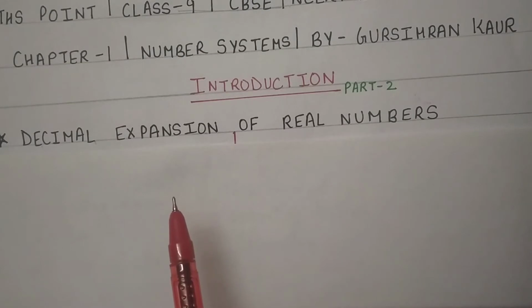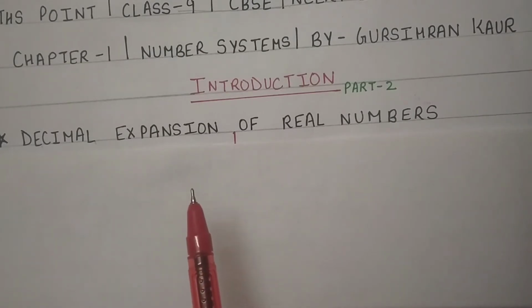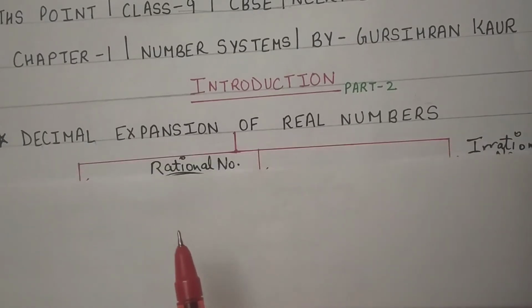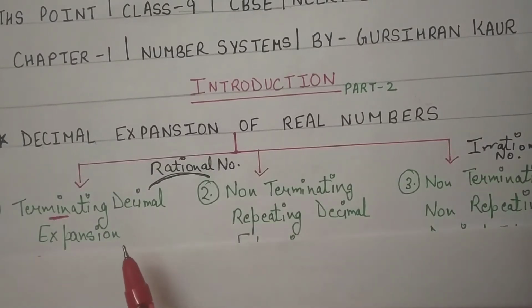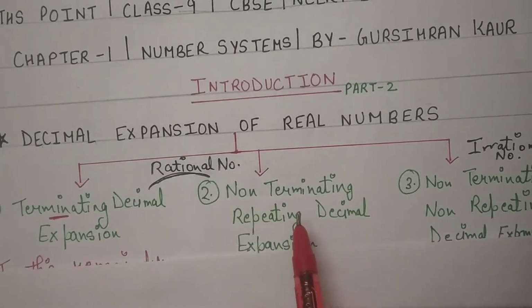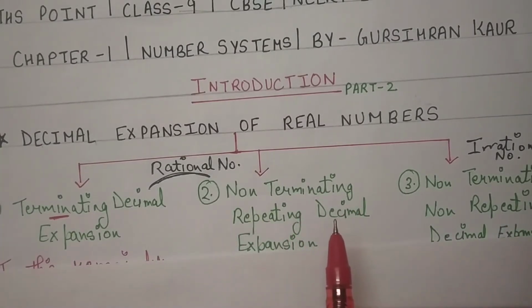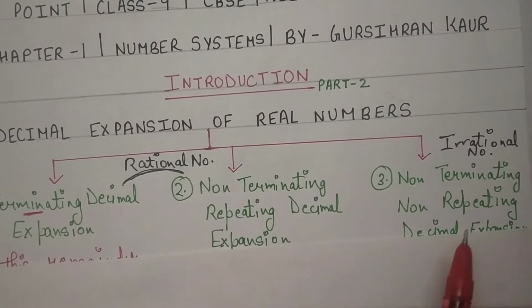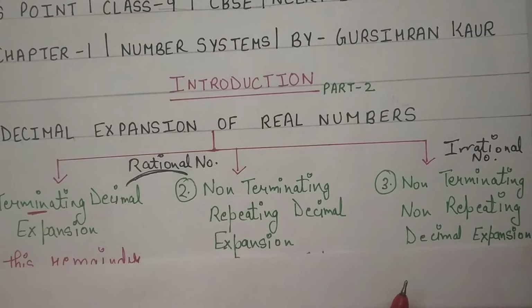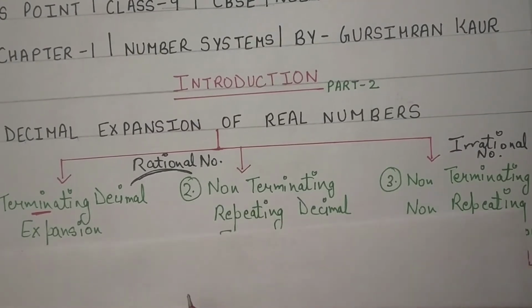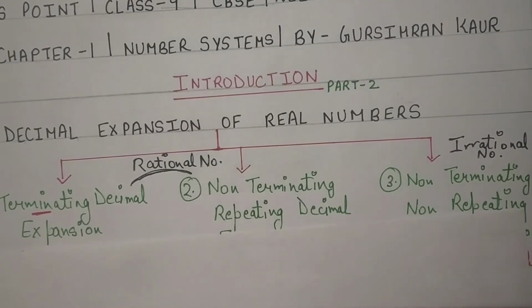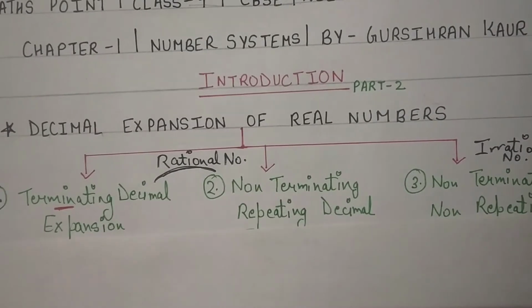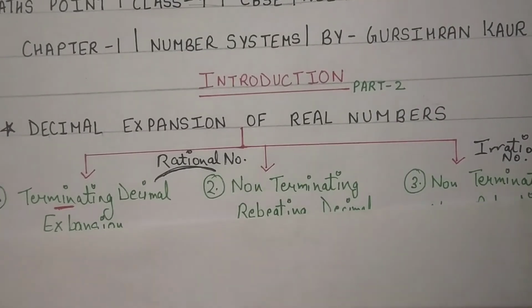Let's start. Decimal expansion of real numbers is classified into 3 types. First is terminating decimal expansion. Second is non-terminating repeating decimal expansion. And third is non-terminating non-repeating decimal expansion. These 3. Now let's discuss the first thing, that is terminating decimal expansion.